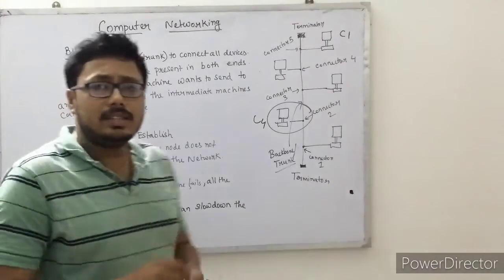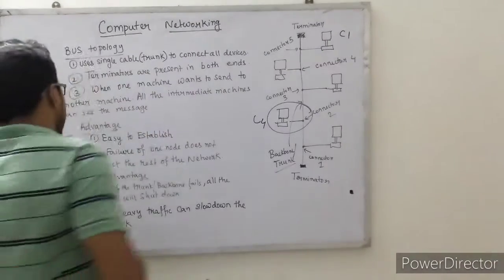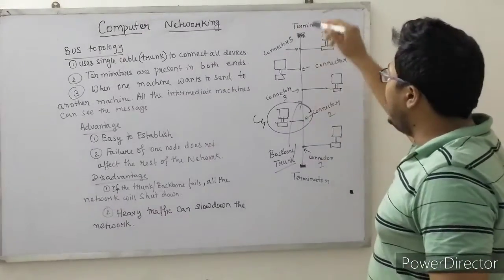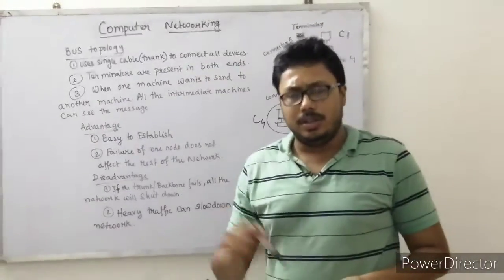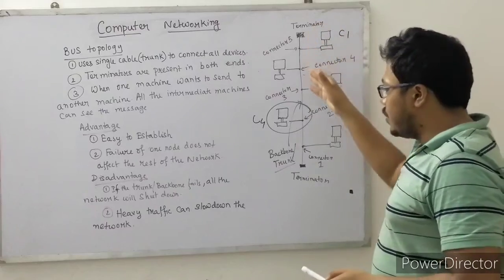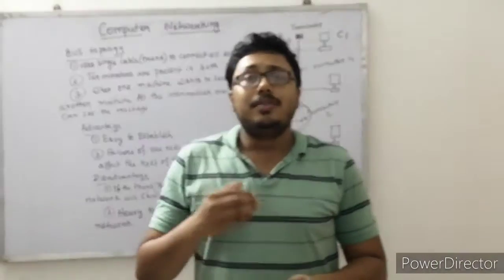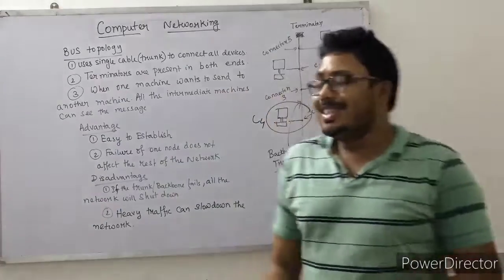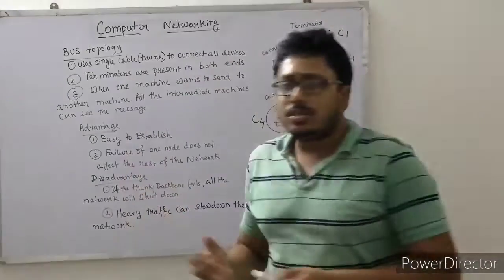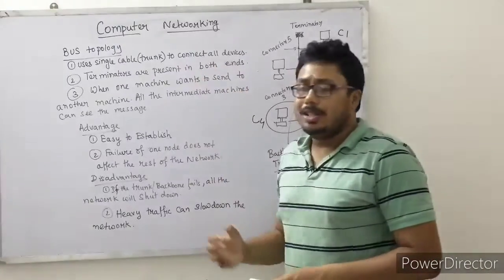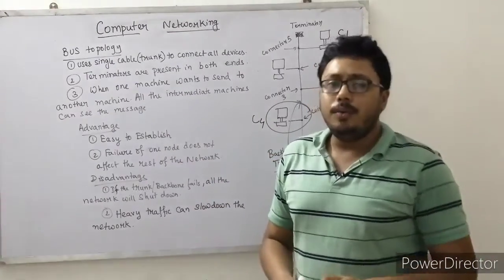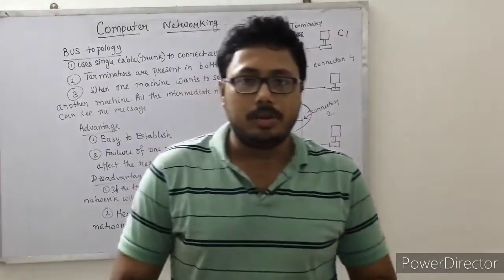Now coming to the next disadvantage: heavy traffic can slow down the network. That means if a lot of computers are connected with this trunk or backbone, then the signal transmission rate will rapidly slow down. So these are the things about our bus topology: its diagram, advantages and disadvantages. Now we will move forward to the next topology.